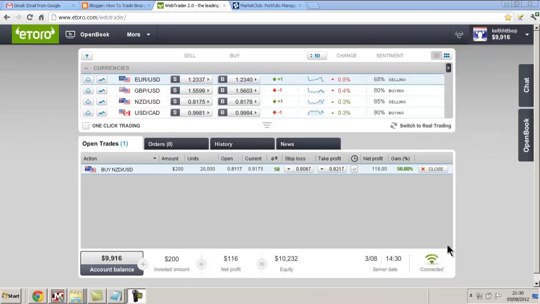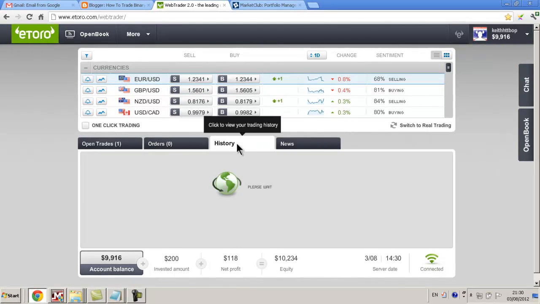Okay guys, it's 9:30 in the evening here for me. I've put this trade on at 10, 10:30 this morning. I've come back this evening and it's looking good. So it's moved up. We're in net profit there, 116.